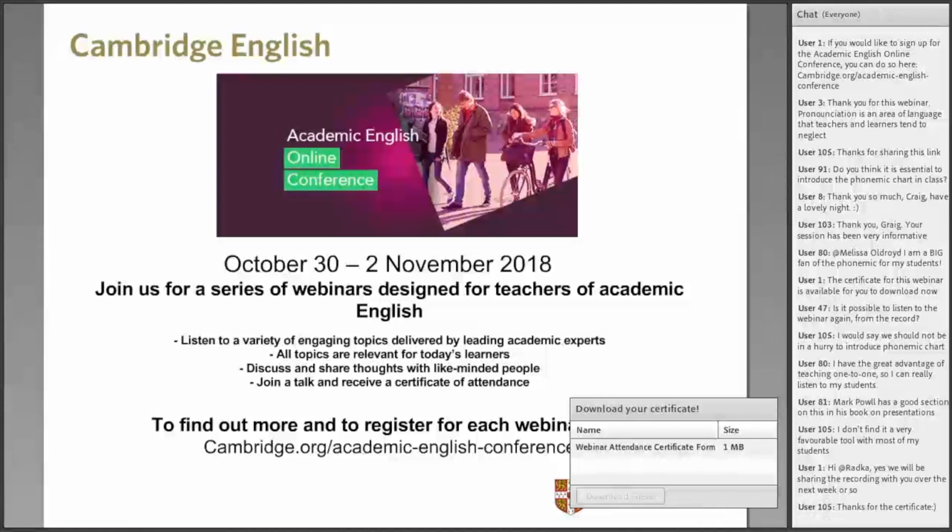Pronunciation is an area of language that teachers and learners tend to neglect.